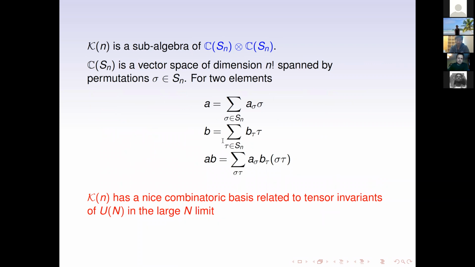So what is K of n? K of n is a subalgebra of C of Sn tensor C of Sn, where C of Sn is the group algebra of the symmetric group Sn. So it's a vector space of dimension n factorial. Elements in C of Sn look like linear combinations of permutations, and you multiply them. If you take two of these linear combinations with some complex coefficients, you can multiply them using the group product. So this is going to be a subalgebra, which I will specify.